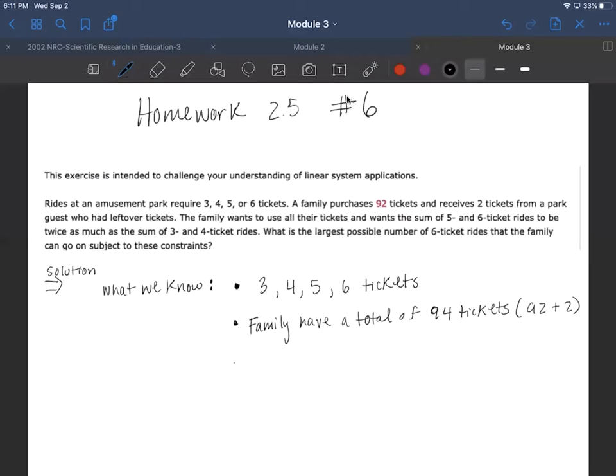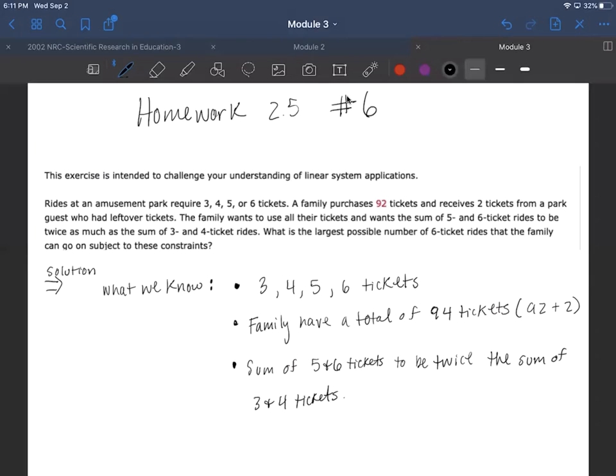And now, something else that was stated. They said that the sum of 5 and 6 tickets, they want it to be twice, here I'll put twice, the sum of the 3 and 4 tickets.